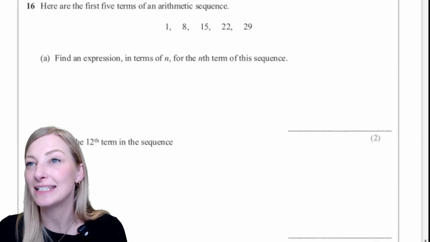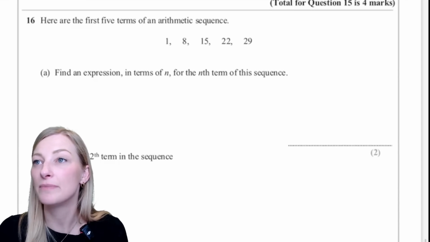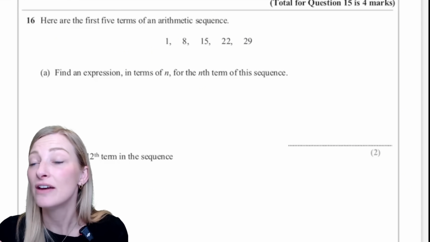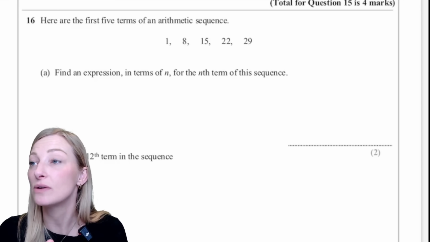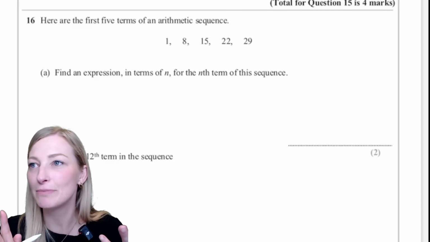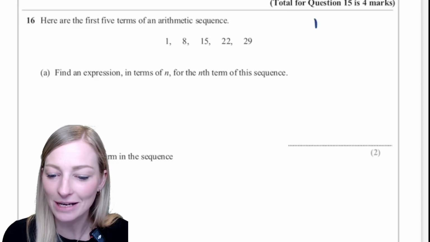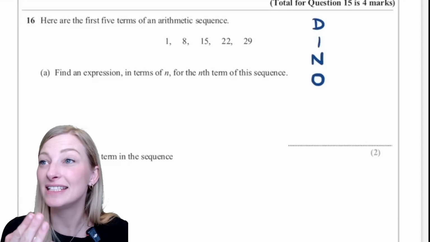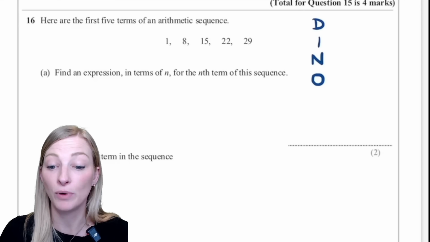Question number 16. Here are the first 5 terms of an arithmetic sequence. Find an expression in terms of n for the nth term of this sequence. So you may know I use Dino for this, or Dino. The debate is still open about which one to use. It is going to be the difference in front of an n, 1 in front, or the 0th. The difference is 7. We are adding 7 each time, positive 7.